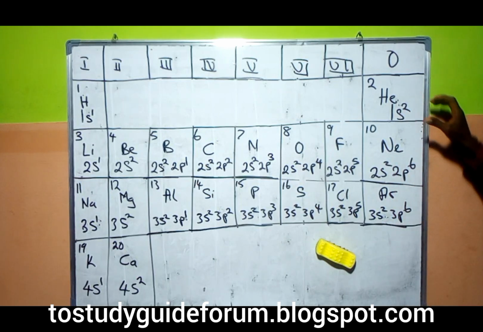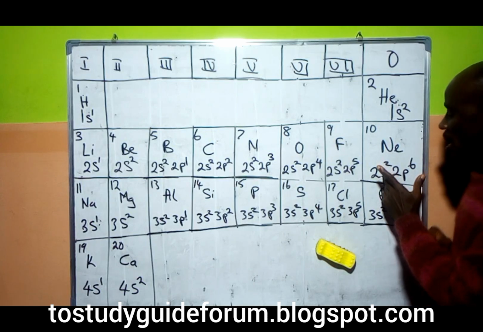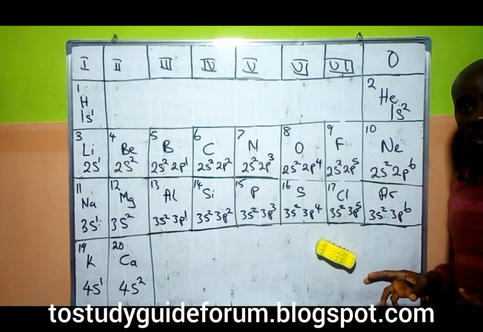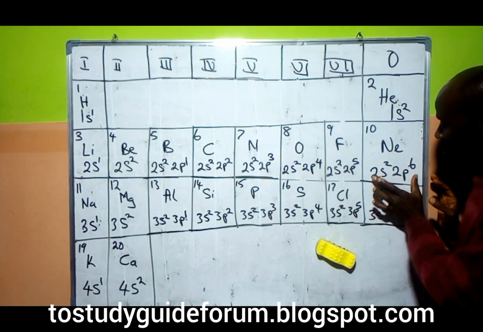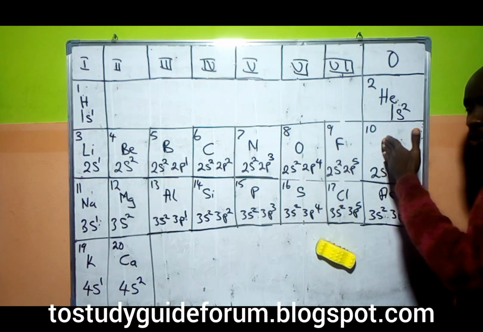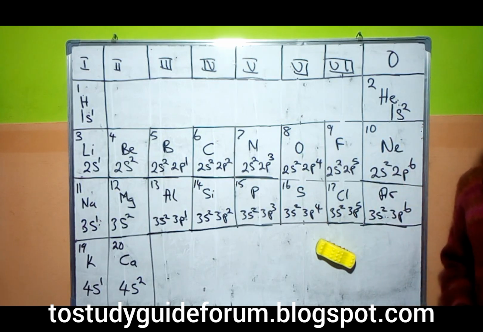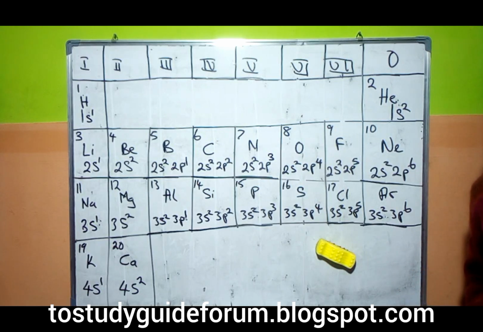The S block is complete whenever it has 2 electrons, while the other blocks, that is the P block, is complete when it has what? 6 electrons. Now, you find out that all this area, what they have in common here is that all of them have a completely filled electrons in their atom's shell. The atom's shell is completely filled up.